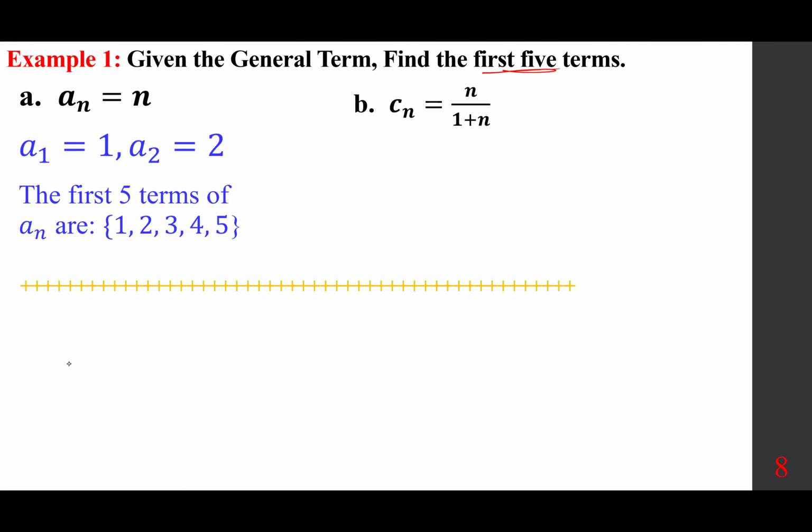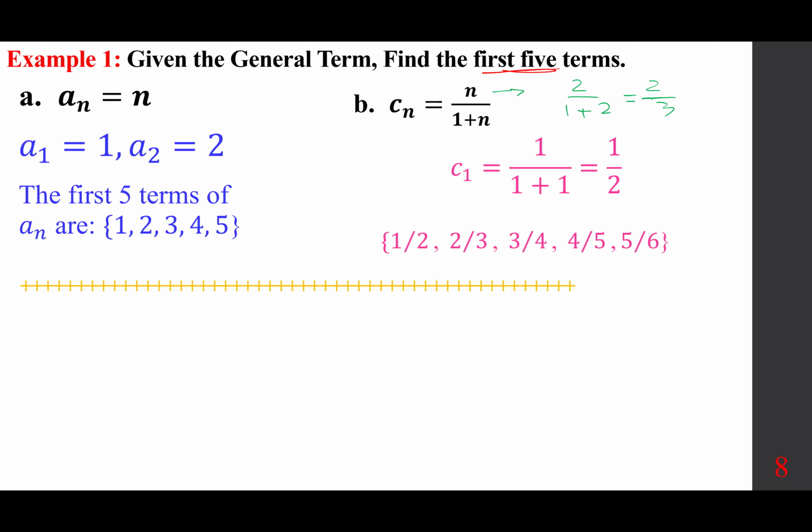Now, if n is 1, you get 1 over 1 plus 1, or 1/2. If I go with 2, then I have to put 1 plus 2, I get 2/3. If I put 3, I get 3 over 4. With 4, I get 4 over 5. And so those are the first 5 terms.